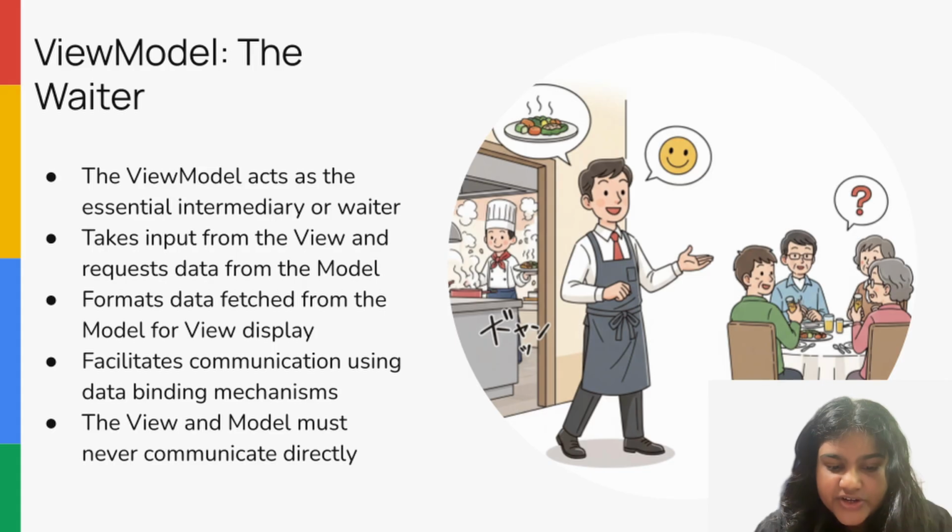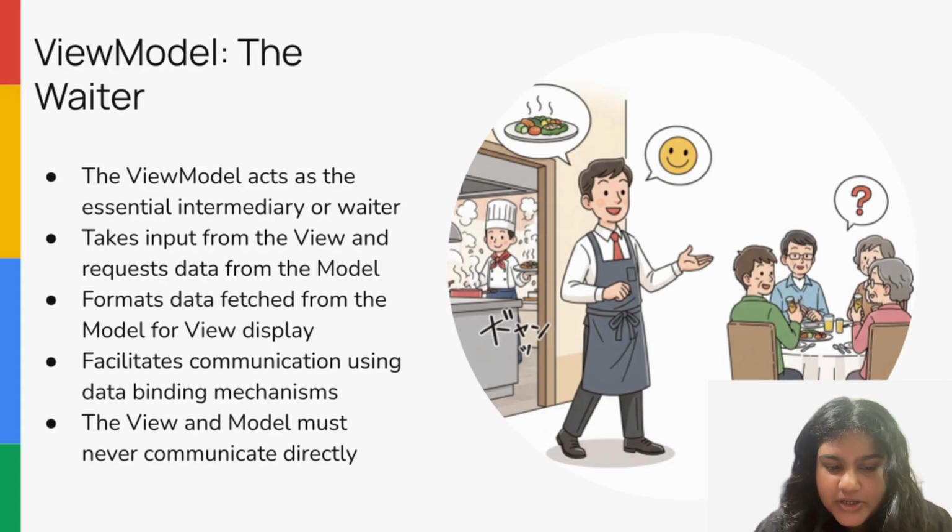The model often returns data in a raw format, perhaps a Unix timestamp or a database cursor. The view cannot display that cleanly. The view model formats this data. It converts that timestamp into a string like 10 a.m. so the view can just display it without thinking.